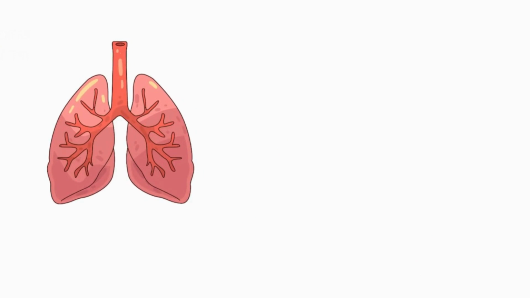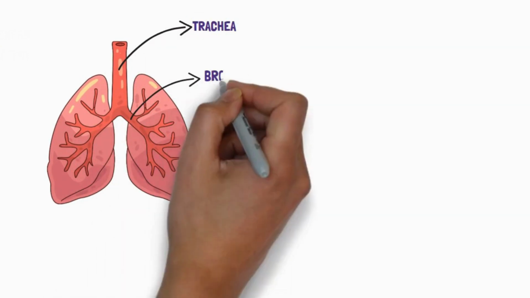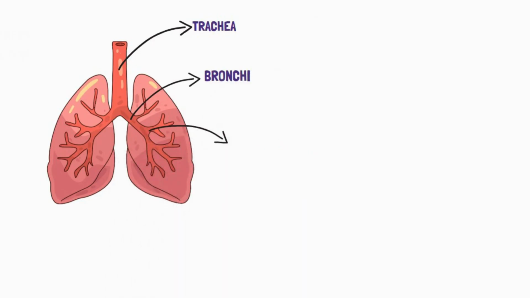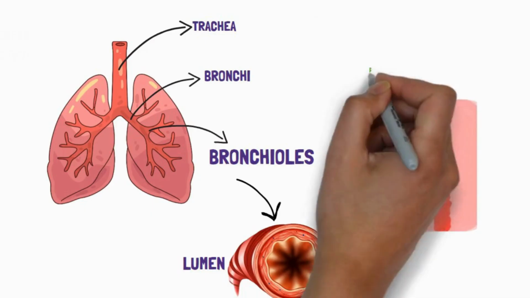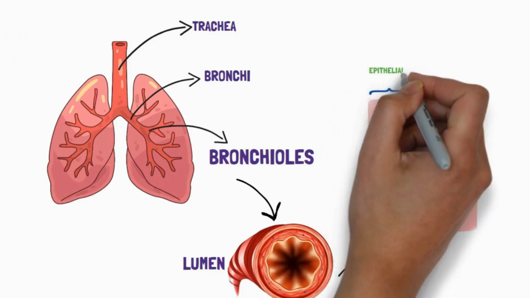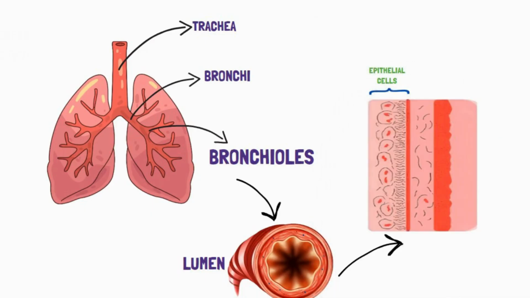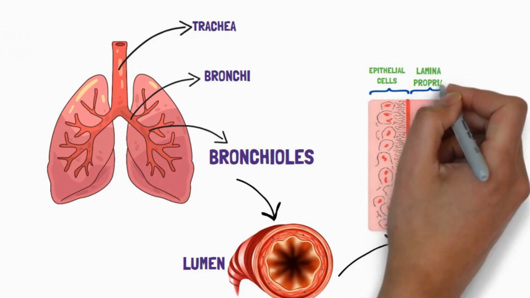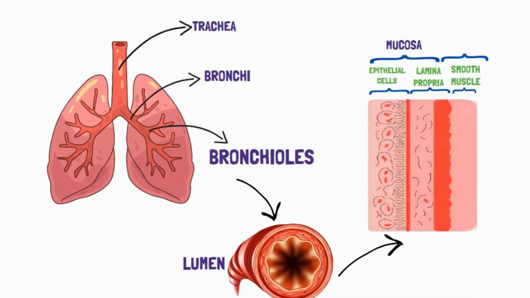So, if you take a look at the lungs, you've got a trachea, which branches off into right and left bronchi. And this continues to branch into thousands of bronchioles. In the bronchioles, we've got a lumen, the mucosa, which includes the inner lining of the epithelial cells, as well as the lamina propria, and the submucosa, which is where the smooth muscle lives.